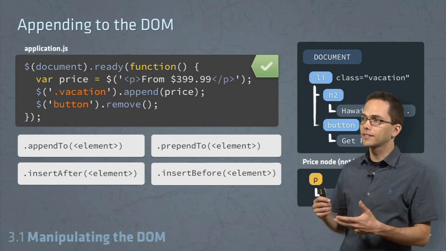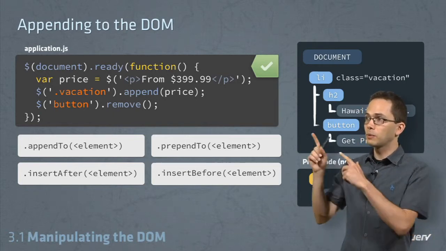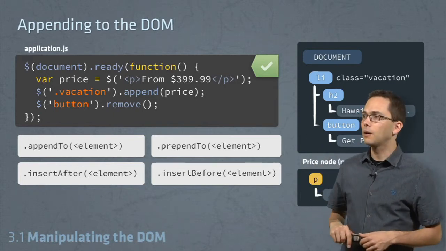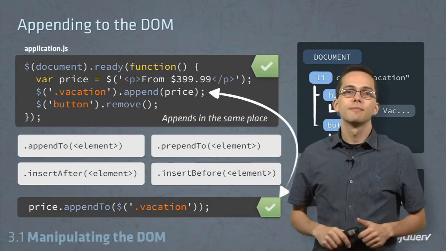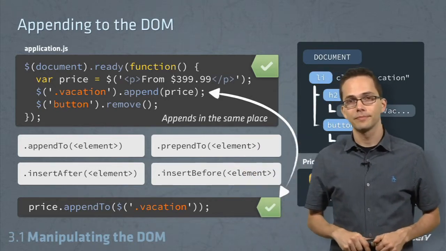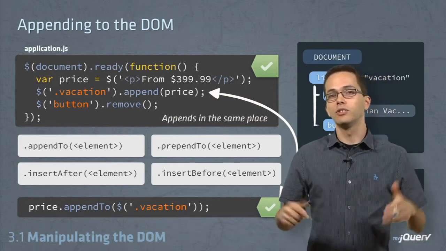So in this case, if I wanted to do the same thing we were doing before with append, I would write price appendTo vacation. So the reference point comes at the end. Some people think this is more readable. I'll leave it up to you. You can do it any way you want.